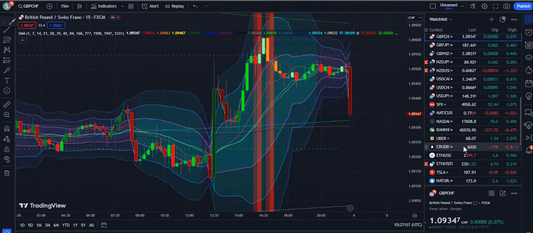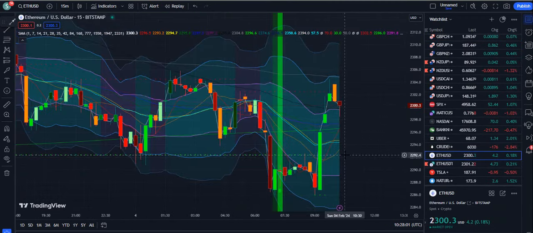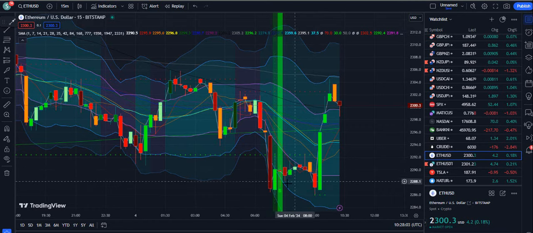Okay, so let me see some other pairs. If we go to Ethereum today, this is the live market at the moment because crypto is running. You can see the buy signal is generated, and the price is up.